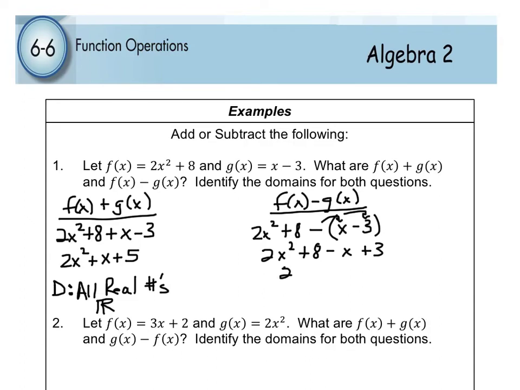Again, combine my like terms: 2x squared, I've got a minus x, and a plus 11. Again, for my domain, what numbers can I put in for x? Again, are there any square roots or are there any fractions? No, there's not. So my domain is all real numbers.